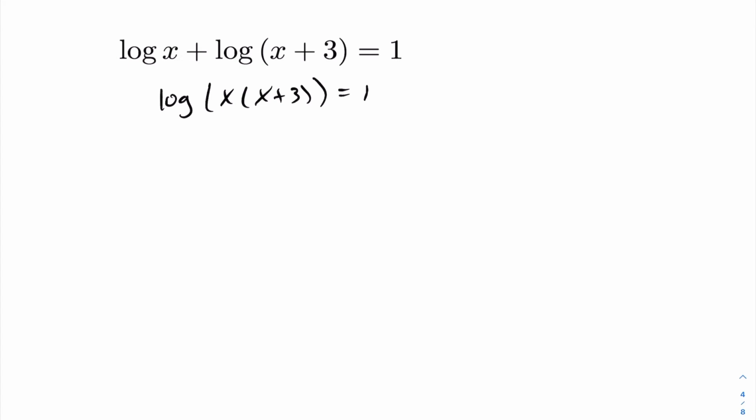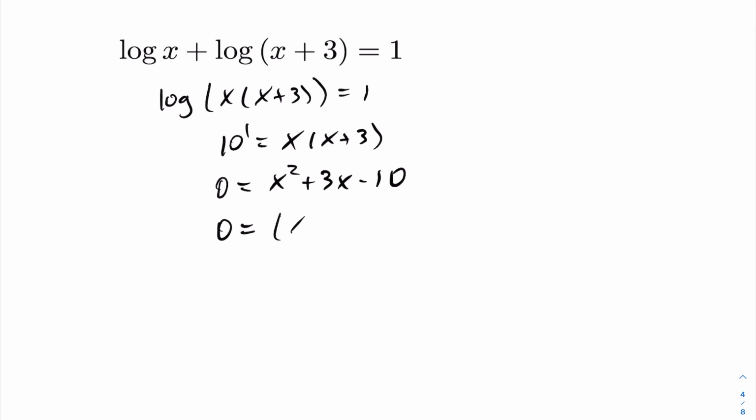Doing so, we go to exponential form and we get. Expand everything out and bring everything to one side and we get. We can factor this doing a simple product sum. This will factor into x plus 5 times x minus 2. And the two values of x we get are 2 and negative 5.